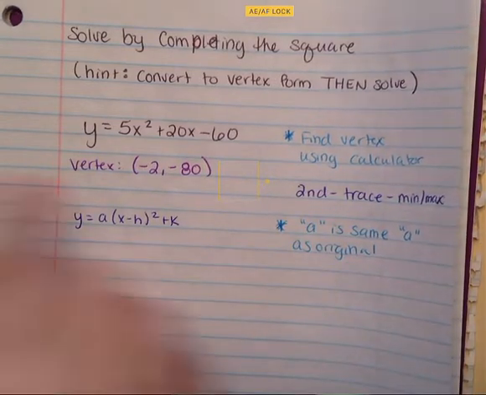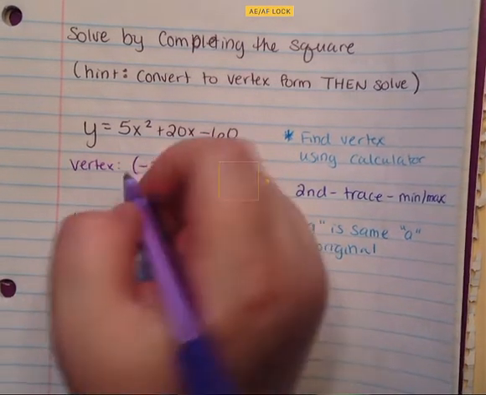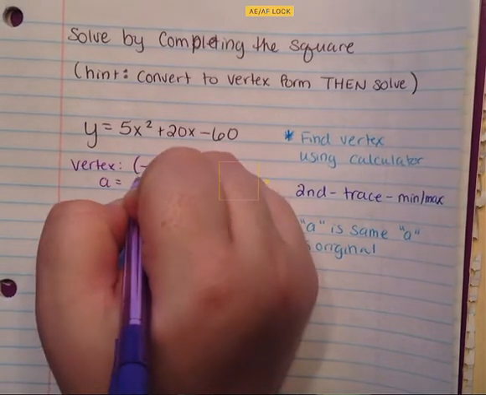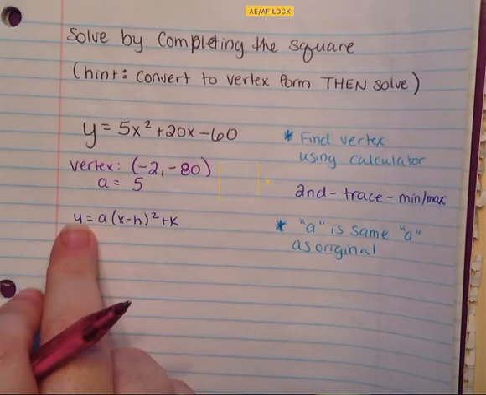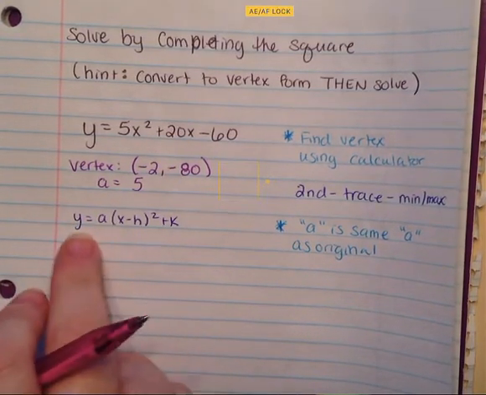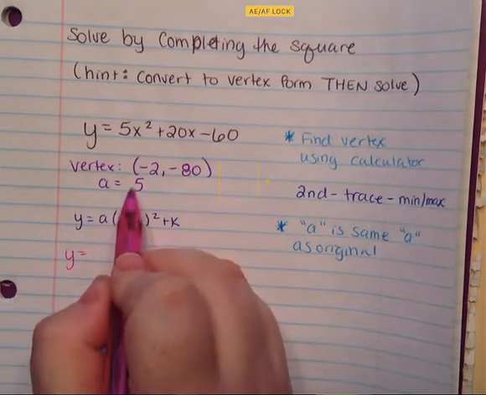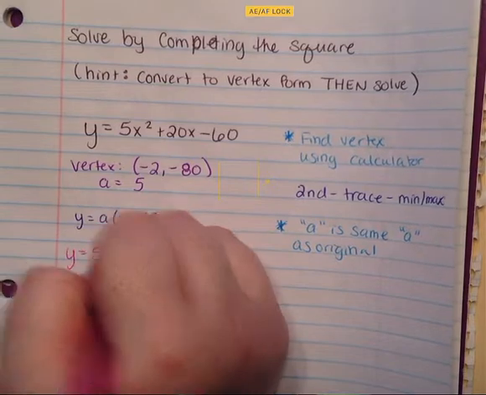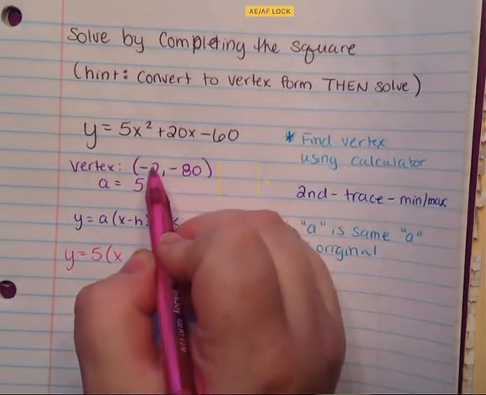That means that instead of me having to find a by doing the math, I already know it. Our a value is equal to 5. That means that I can put this into vertex form now by just plugging in my numbers. Vertex form, I'm going to keep the y and x as letters. So I'll have y equals a is 5, parentheses, x, minus h. My h is the -2.